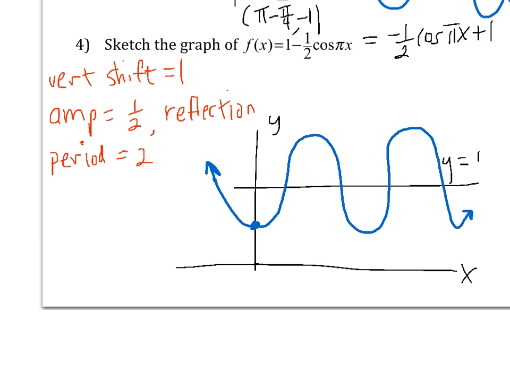Let's see, it's going to start off at 0, 1/2, right? There's no phase shift, just the vertical shift. Now the period's 2, so what would this point be right here? This point here would be 2, 1/2, wouldn't it? And then what would this be? This would have to be 1, 3/2. So that's how it looks.